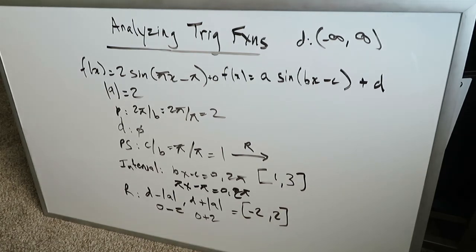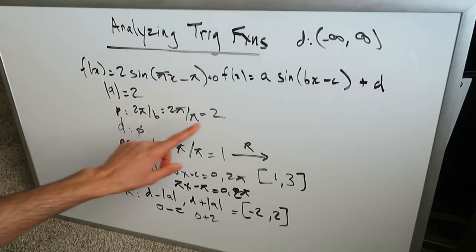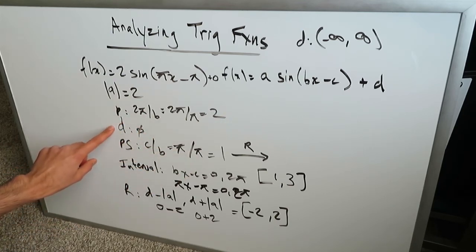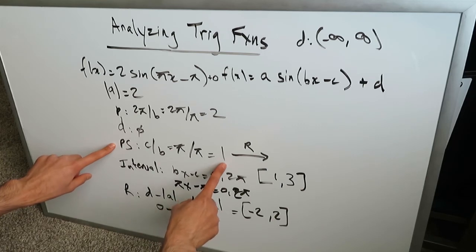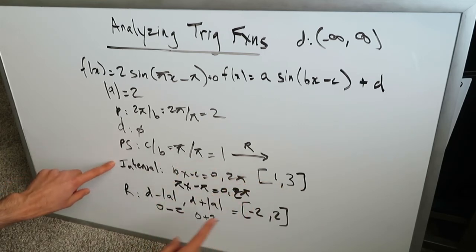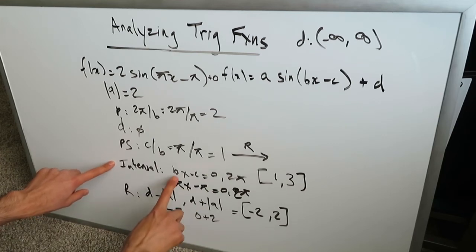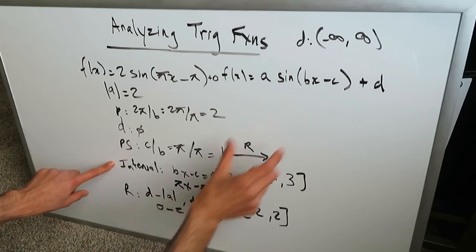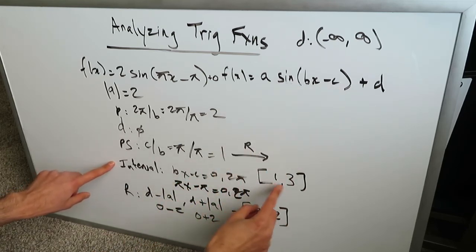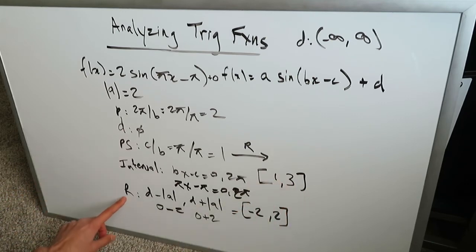See that, right? Amplitude of 2, period of 2, no vertical translation, phase shift of 1 unit towards the right, interval 1 comma 3 confirms the period. Determined from this formula, bx minus c equals 0 and bx minus c equals 2 pi. You take this part, run it through those two scenarios, and you get your start and your end point. Lastly, you determine the range using d minus absolute value of a and d plus absolute value of a. It gives you your lowest point and your highest point, which are your range. Domain is always minus infinity, comma infinity.